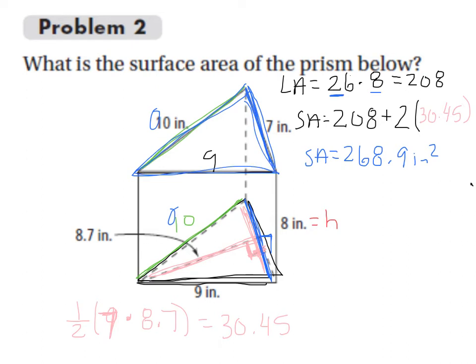That's my lateral area. Then I had to figure out what the area of the base was. So if you look at my picture, I found out where my 90 degrees was. That's going to give me my base and height. So it's going to be 1/2 times my 7 times 8.7, because that's the height of my triangle, and that's where I get the 30.45. So I have my lateral area plus my area of my two bases, and that's where I get the 268.9.